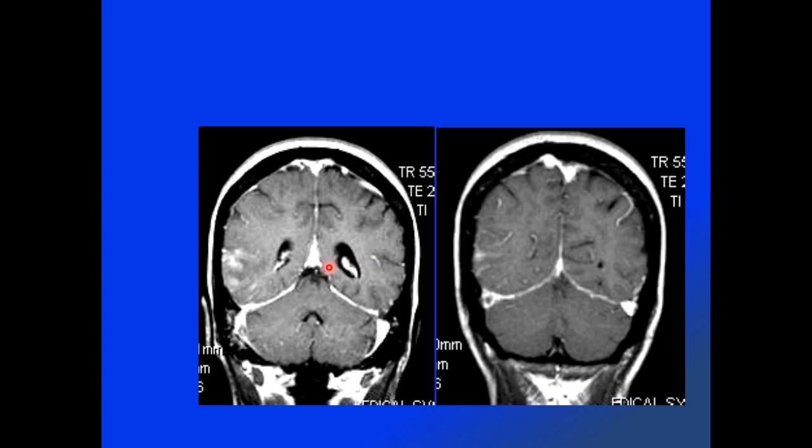Post-contrast coronal T1-weighted images again demonstrate the area of parenchymal signal intensity abnormality with gyriform enhancement, but it also shows an apparent filling defect within the right transverse sinus surrounded by enhancing dura.